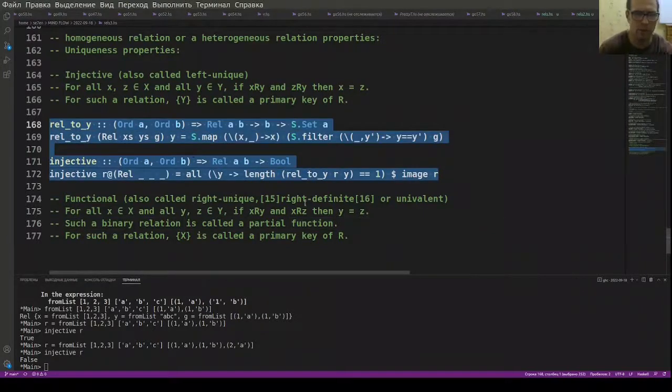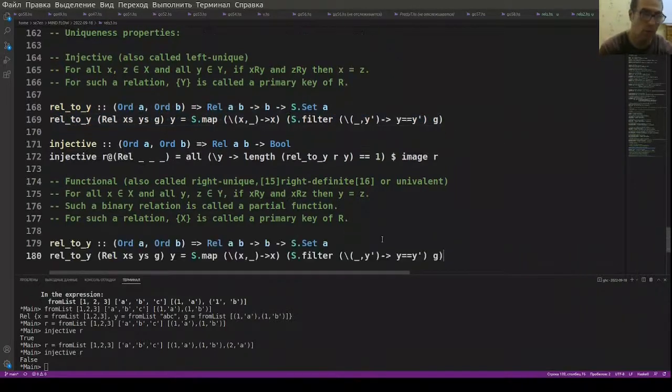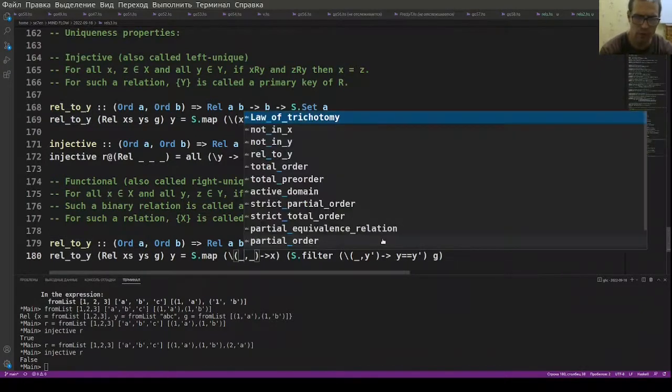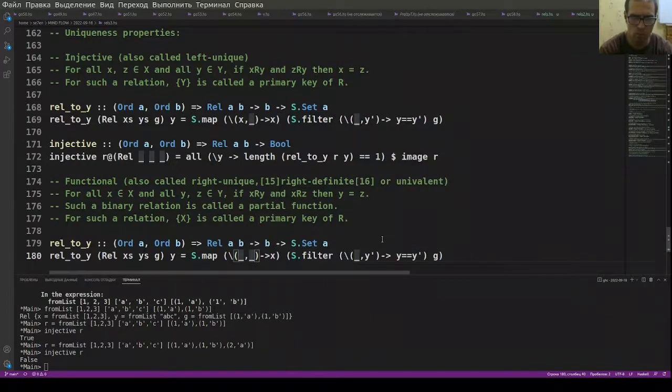It is somehow a symmetric case, so we can use this code and modify it a little bit. So we are actually interested in all y's. And here the filter.